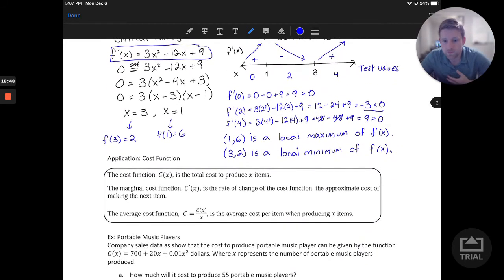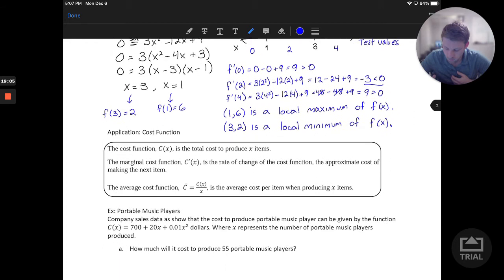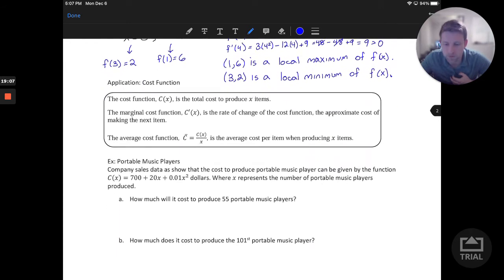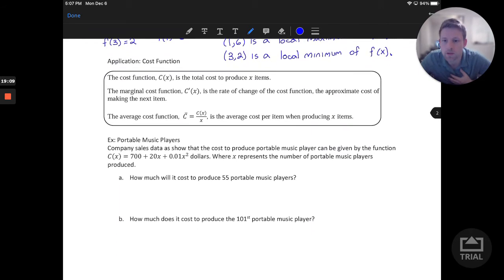So this first derivative test is helpful to consider now where we might find maximums in some business applications. And we're going to enter into one of those right now. This is going to be the application of the cost function. So let's consider the definition of a cost function and a couple other related functions.